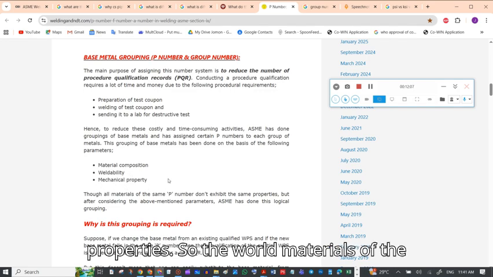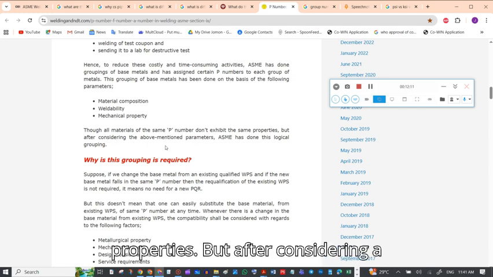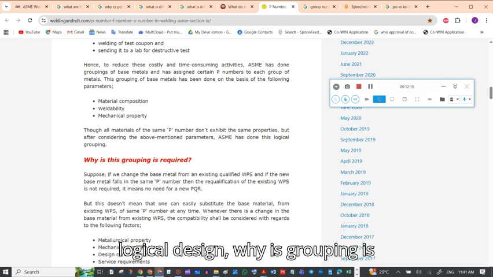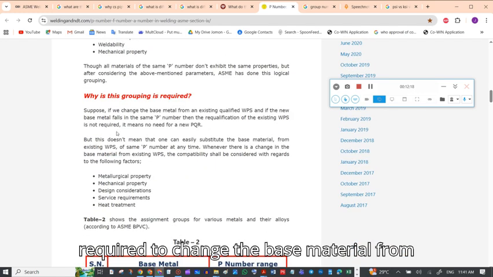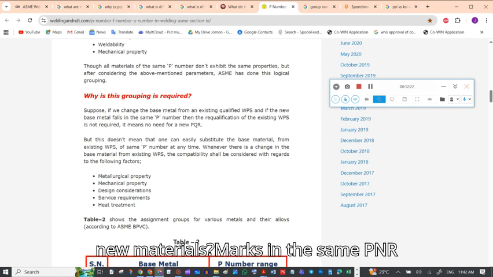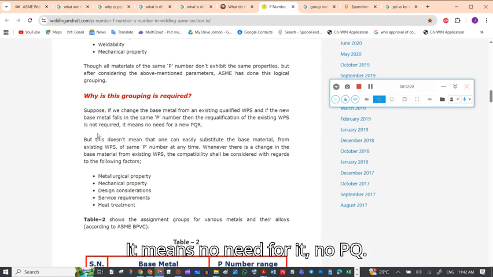So all materials of the same P number do not exhibit the same properties, but after considering the above parameters as well as logical reasoning, grouping is done. Why is grouping required? If we change the base material from the existing qualified WPS, and if a new material falls in the same P number, then the requalification of the existing WPS is not required. It means no need for a new PQR.